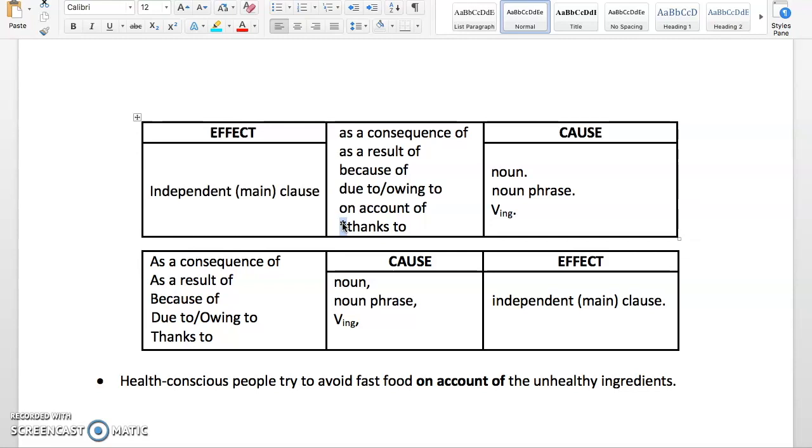Okay? You can have these structures in the middle of the sentence after the effect to state the cause, or you can have these structures at the beginning of a sentence, and then you have the cause after them. You put a comma after the cause. This time there is a comma, be careful. And then you have the effect as an independent clause, as a full sentence. All right.